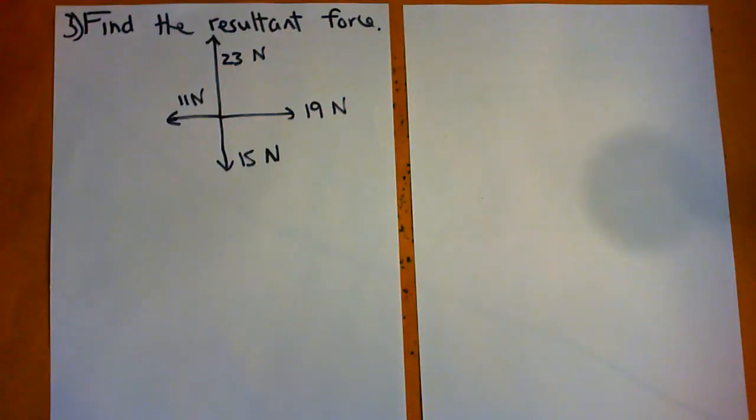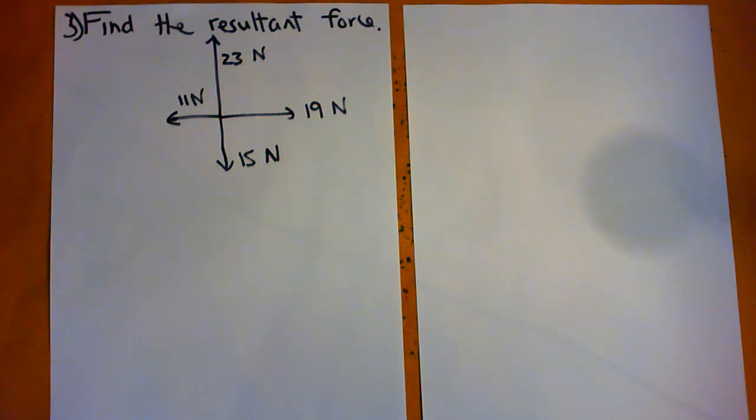Hello viewers, question 3, and we need to find the resultant force of the system that you see on screen there. We have a 23 Newton force pointing upwards, a 19 Newton force pointing rightwards, a 15 Newton force pointing downwards, and an 11 Newton force pointing leftwards. Those four forces in combination are the same as what one force acting in which direction? That's what we need to find out.